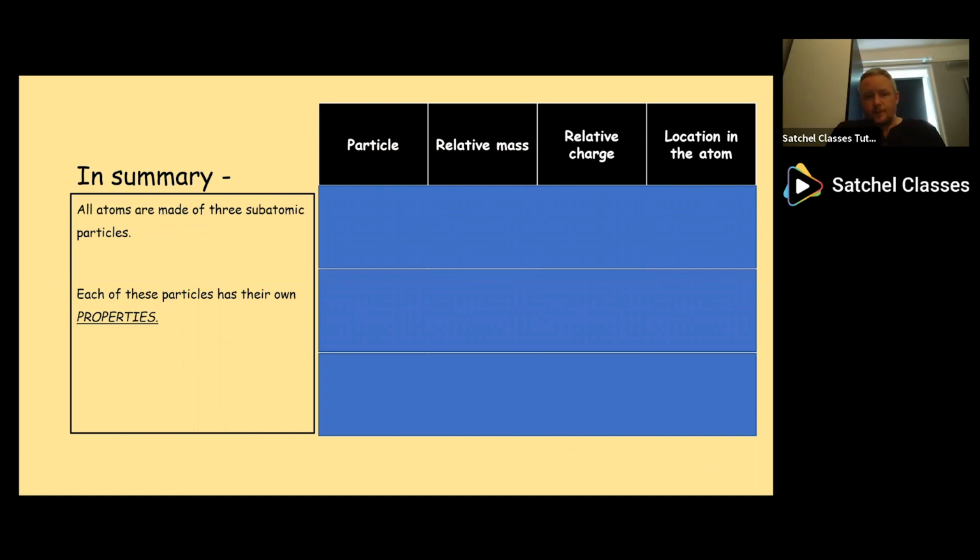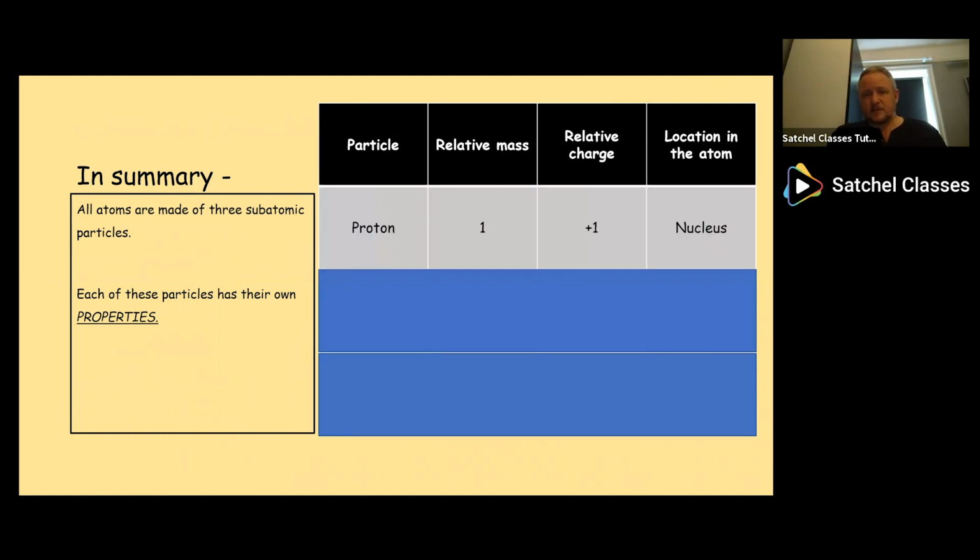So, all atoms are made of the 3 subatomic particles, and each of these particles has its own properties, which are summed up in a table that I've put together. So we take a look at the first one, particle proton. It has a relative mass of 1. Now, relative mass means its mass relative to a proton. And it doesn't have any units, or if we do use units, we tend to say AU or atomic units. But the proton has a relative mass of 1 and a relative charge of +1. It's located in the nucleus.